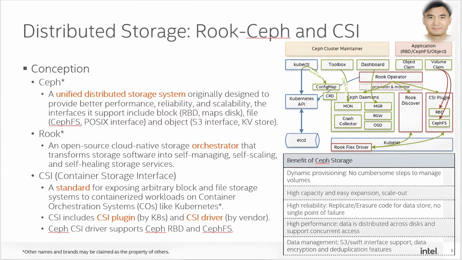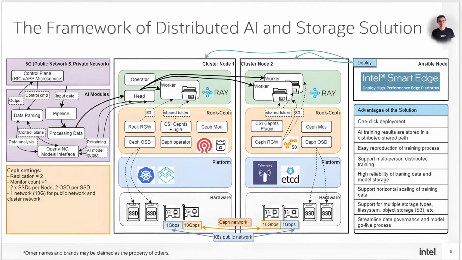For Rook Ceph cluster maintenance, there are three methods to configure Ceph: Toolbox with CLI, Ceph dashboard, and advanced configuration via config map. Our AI-empowered infrastructure is a distributed framework based on Ray and Smart Edge Open, which includes five parts.